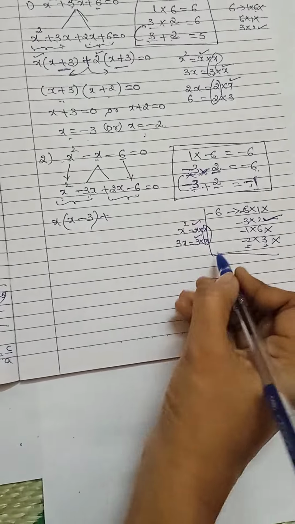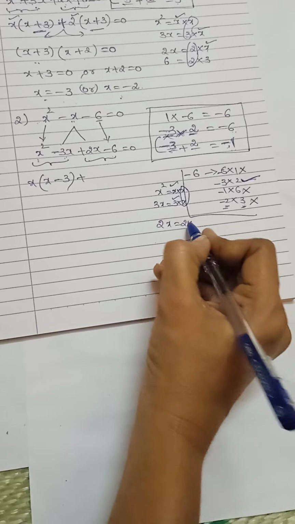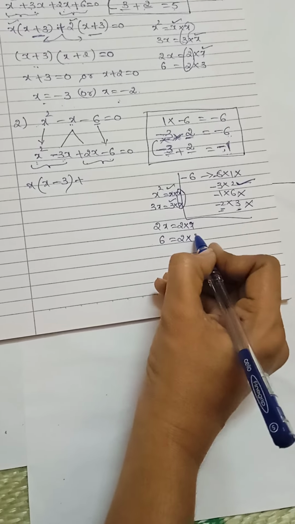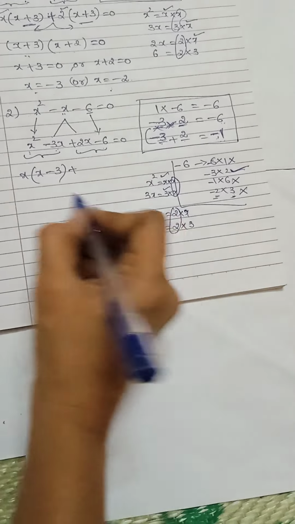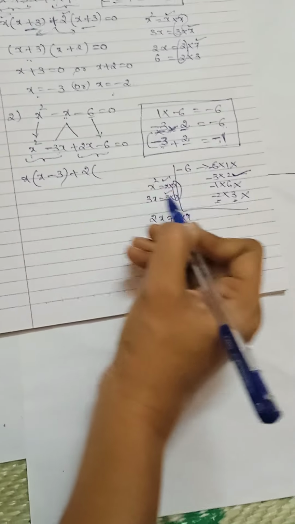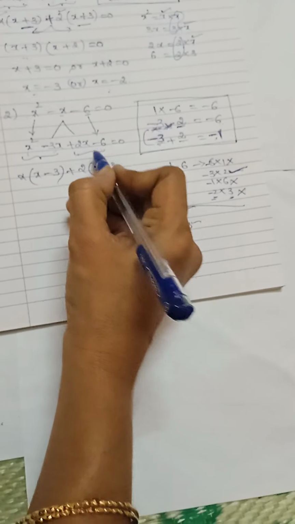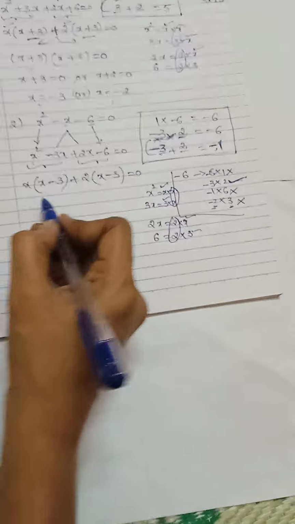Plus, in these two terms, what is the common thing? See, 2x is 2 into x. We can write 6 as 2 into 3. What is the common thing in these two terms? The common term is 2, and the leftovers are x and 3. X, 3. Middle minus is there, so minus should be written here, is equal to 0.